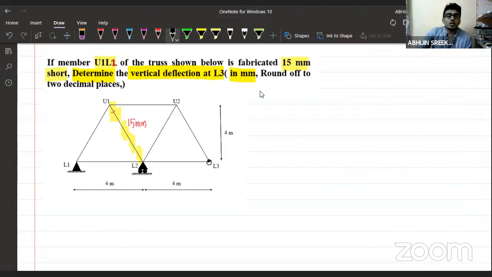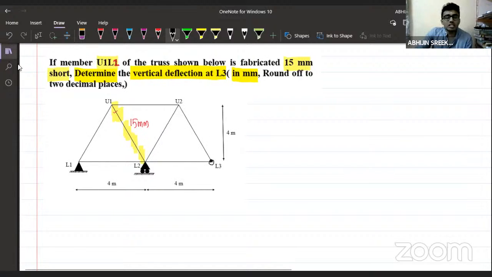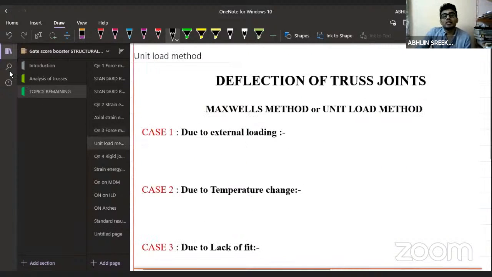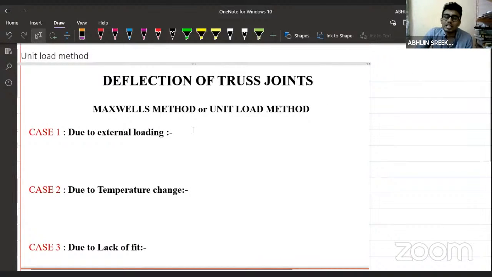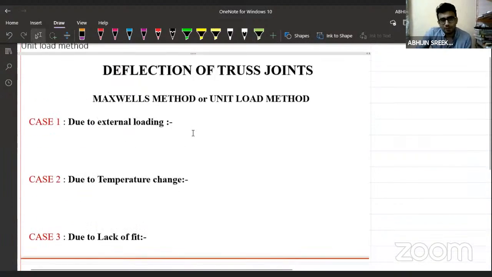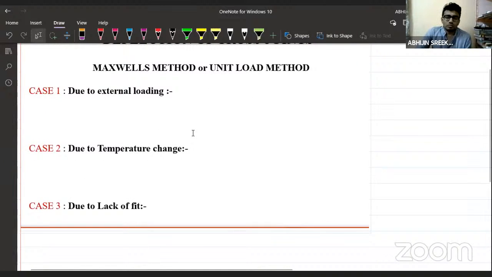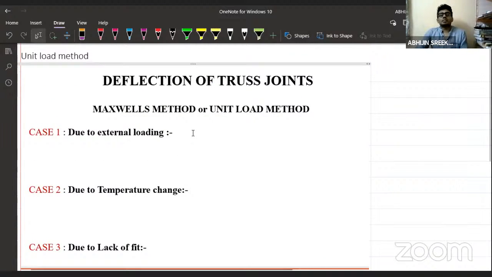So when you see such questions, where you are asked to calculate the vertical or horizontal displacement of trusses, there are around 3 cases. As I told you, we will be using Maxwell's method or the unit load method. Both are the same only, to find the horizontal or vertical displacements at various points in a truss.